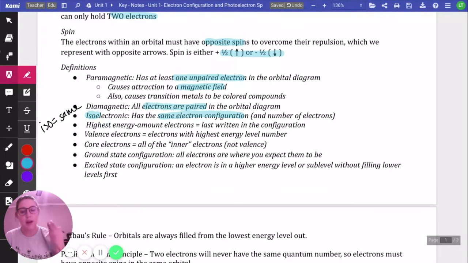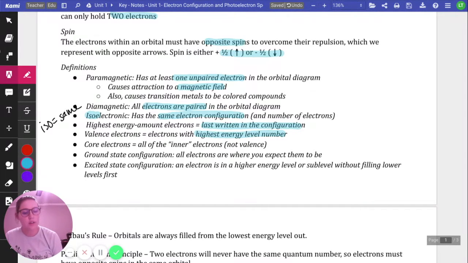If I asked you what's the highest energy amount of electrons, or which electrons have the highest energy, those are always the ones written last in the configuration. So we'll talk about filling order, but the Aufbau principle says that we always fill from lowest energy to highest energy. So whatever electrons we end up with at the end, those are our highest energy electrons. Whereas our valence electrons are electrons on the highest energy level. So valence electrons are our outermost electrons, so they would have the highest energy level then. Core electrons is just all the inner electrons. Basically, everything that's not a valence electron is a core electron.